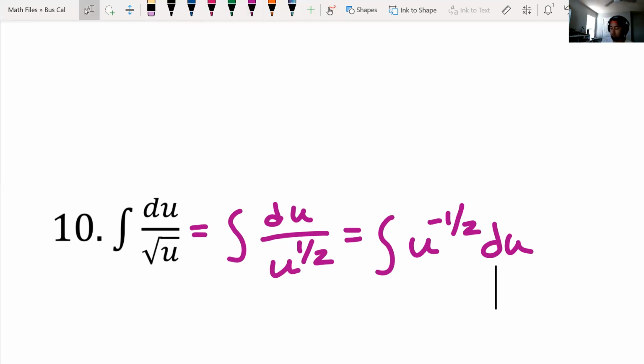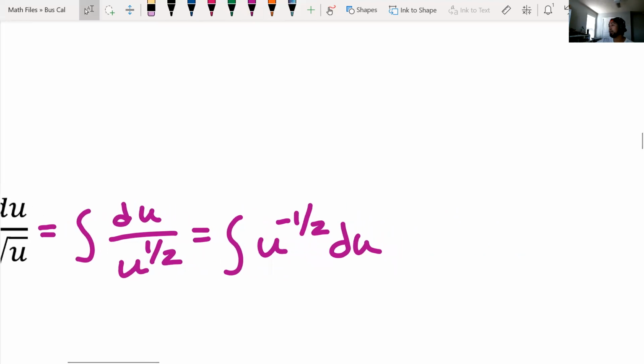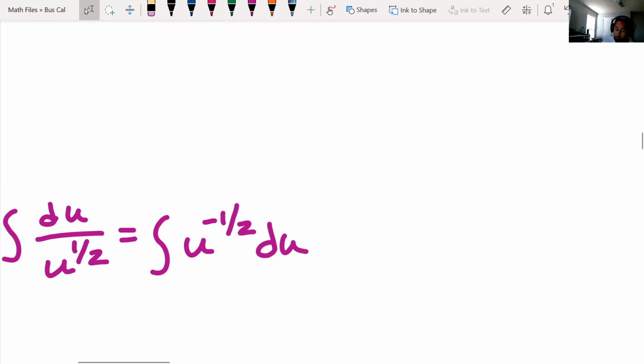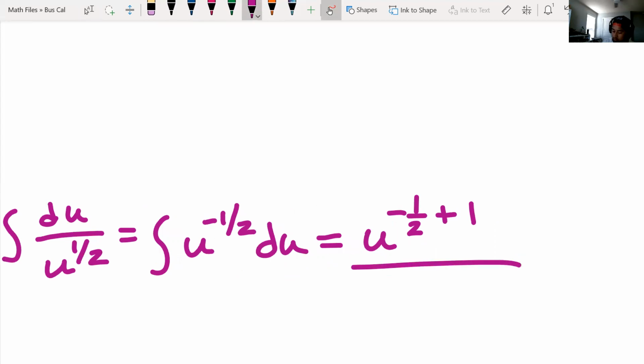Okay. So we have algebraically fixed it, which means we are now ready to find the antiderivative. And this again is going to use power rule. You'll get u to the negative 1/2 plus 1 over negative 1/2 plus 1.